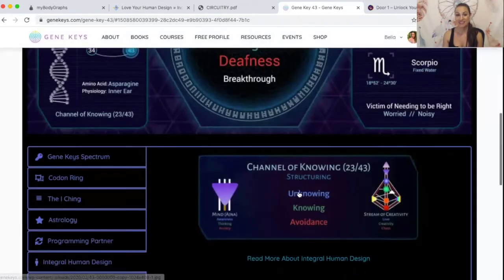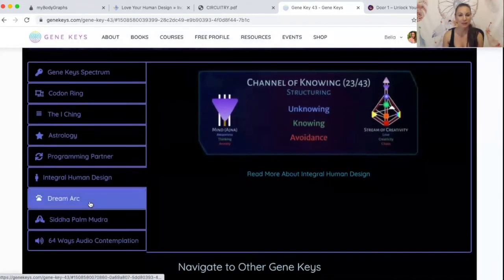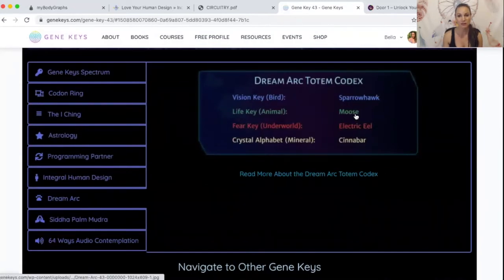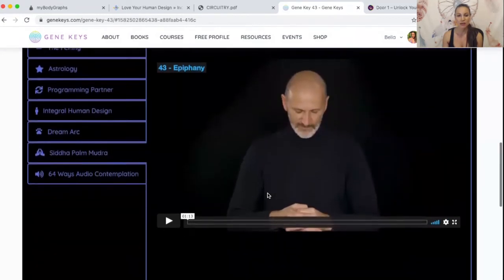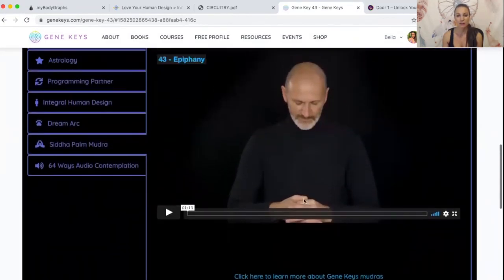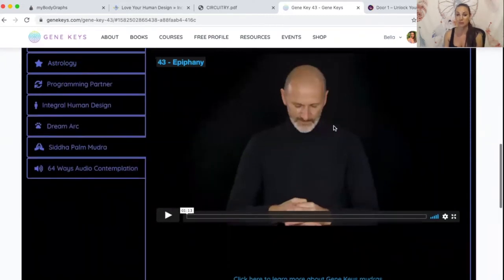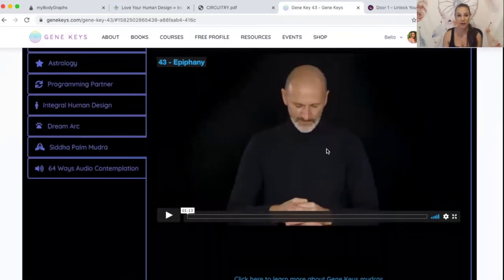Because in that, everything is included, it feels like. From the dream arc, we have the sparrowhawk, the moose, the electric eel. These are interesting animals. And then the mudra is a simple mudra, and you can get the whole library, and also Jane Addams is painting all the mudras.